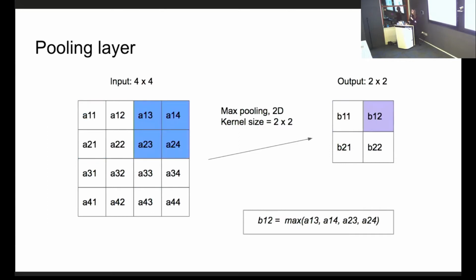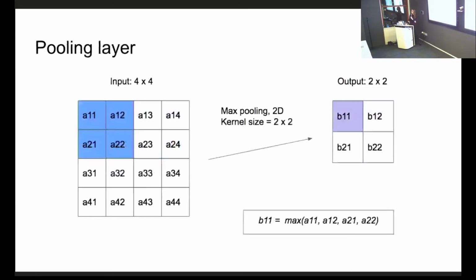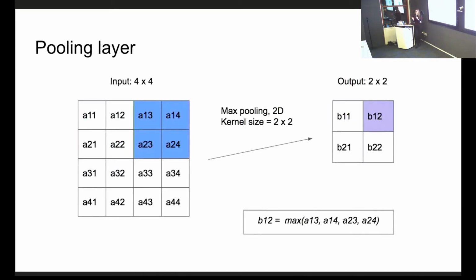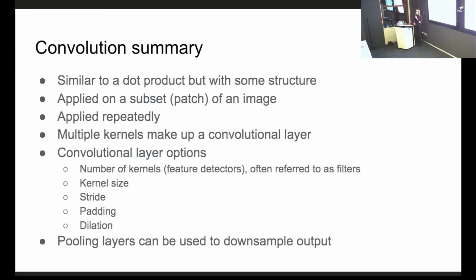In this case, you just slide along. It's non-overlapping because we're not computing convolutions anymore. You just divide your input image into a set of blocks and then map each into a single value, in this case with the max. So to summarize, convolution is very similar to a dot product. It involves multiplications and sums. The main difference is that it has some structure. It's applied repeatedly, and it's applied on a subset or patch of an image. So we've got patches, and then we repeatedly apply it to different patches to get our output.